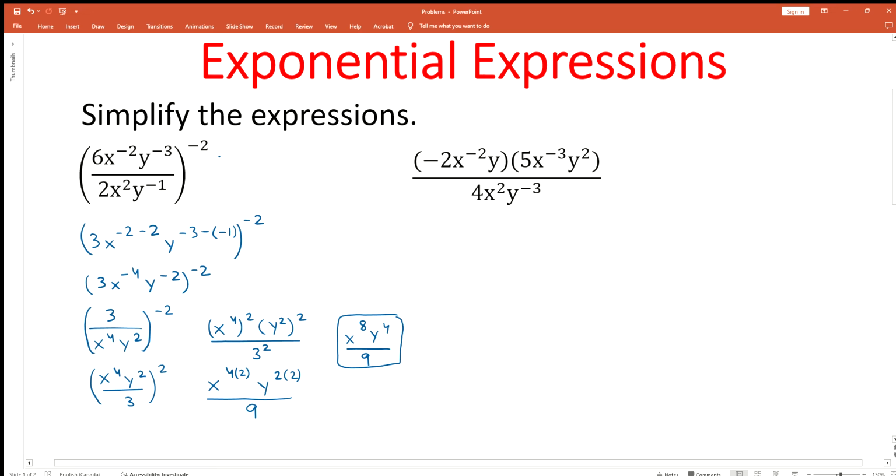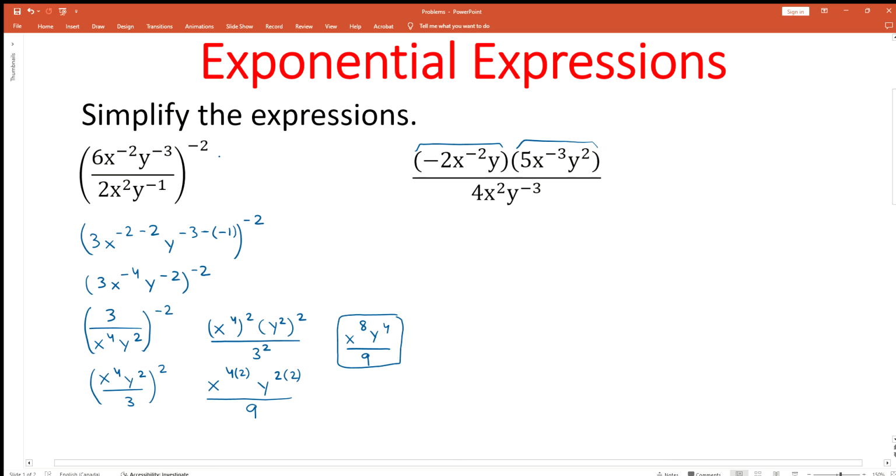Now we can simplify the second given expression. Negative 2x to the power negative 2y times 5x to the power negative 3 times y squared over 4x squared times y to the power negative 3. This expression is in the form of a fraction. In the numerator, we have to multiply these two expressions. We can do that by multiplying their coefficients negative 2 and 5 and combining the x and y terms.